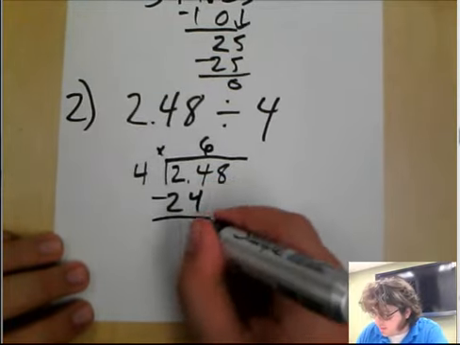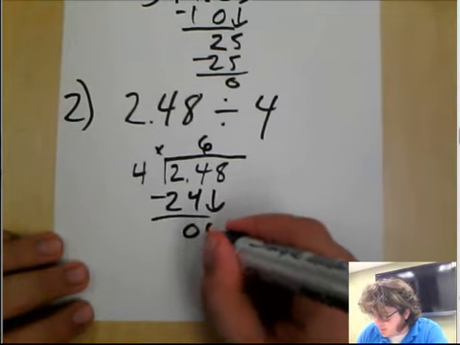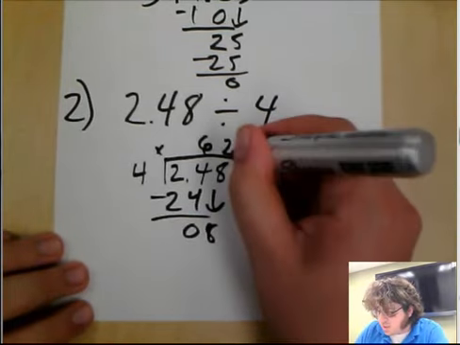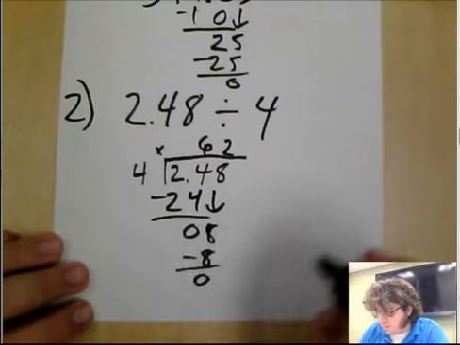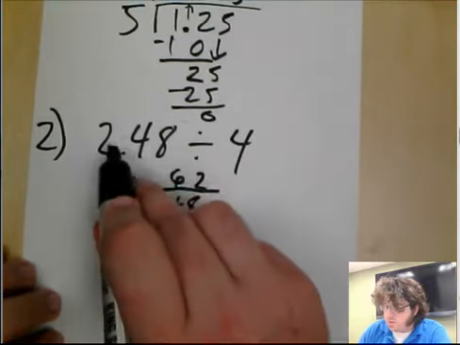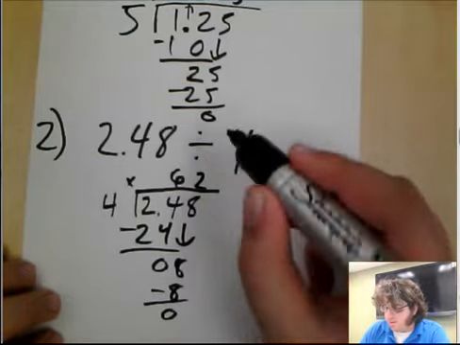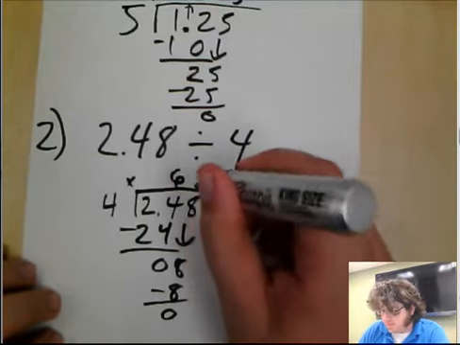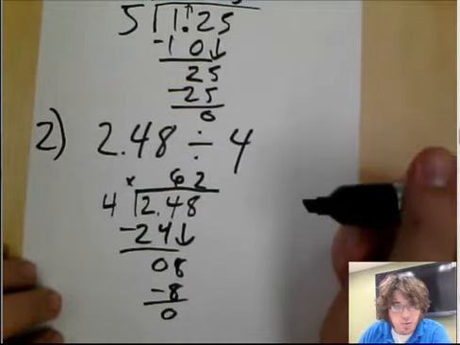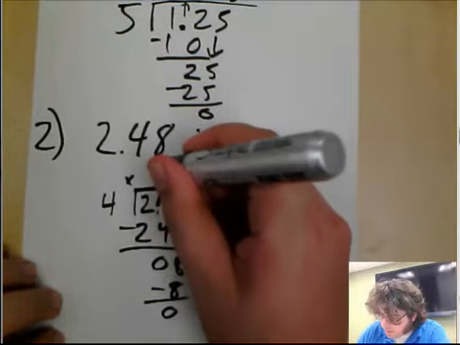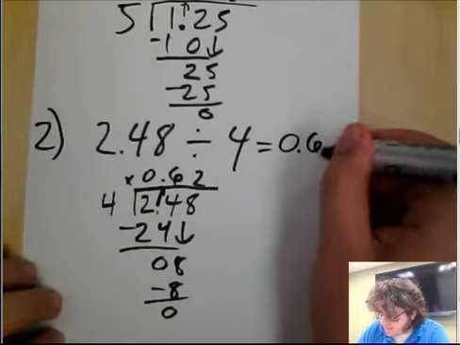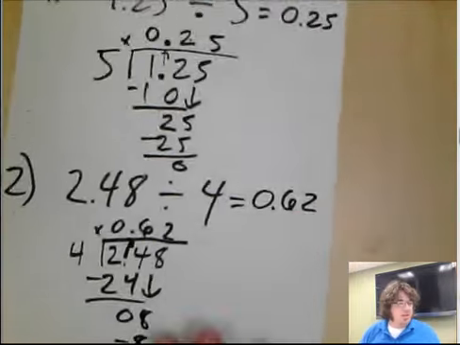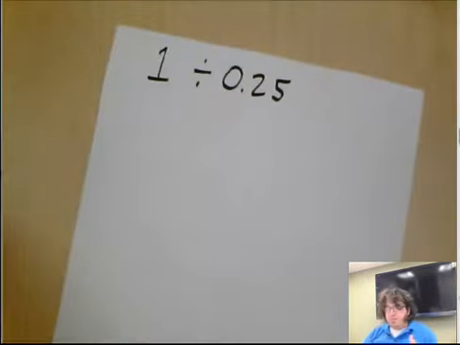I subtract 0, bring down the 8. 4 goes into 8 2 times. Multiply over, subtract, gives me 0. So 2.48 divided by 4 gives me 62, but where does my decimal point go? Well, again, it goes straight up. So it's actually 0.62.